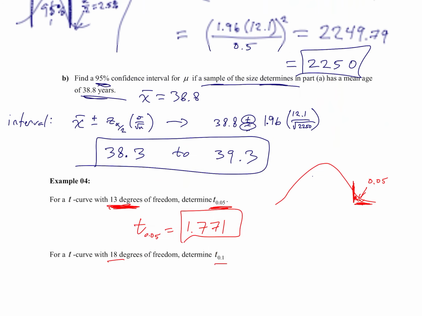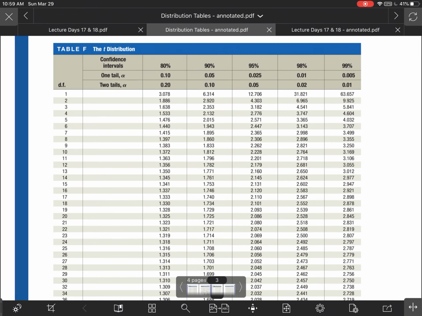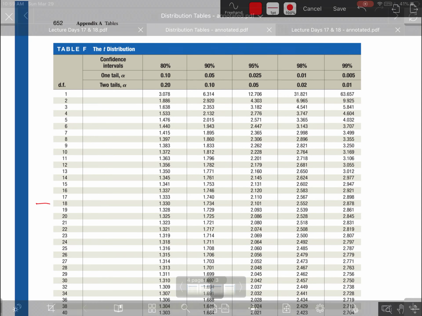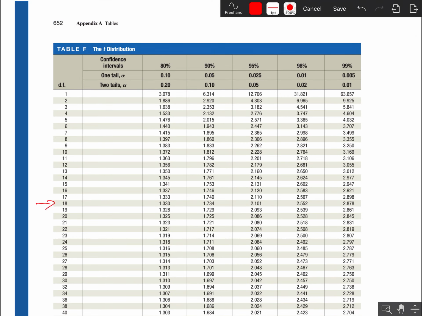So I will look at the row that has 18 degrees of freedom, and I want 0.1 to be the area in that right tail. So if I look at the intersection of those, I get a t-value of 1.330.